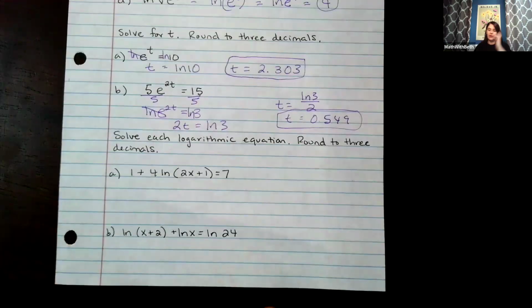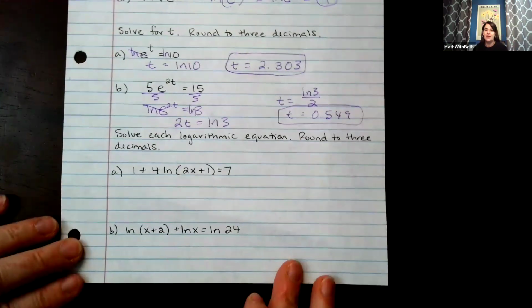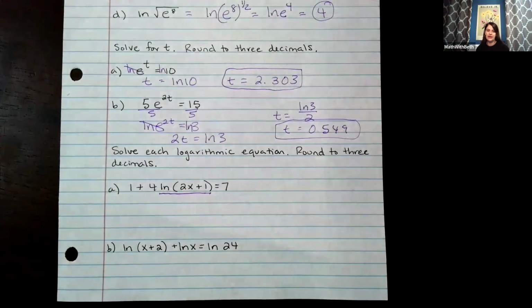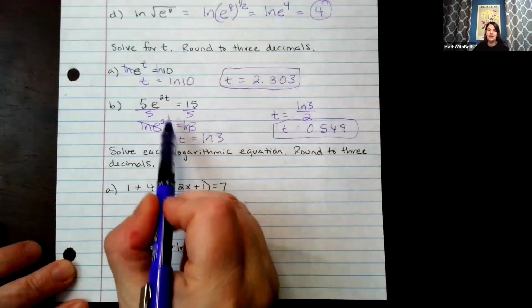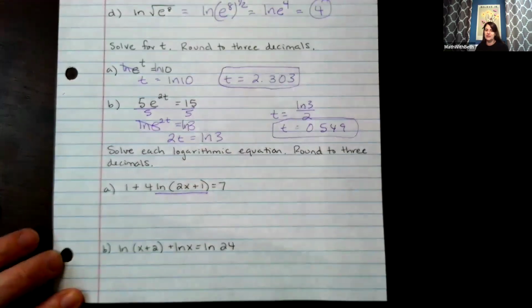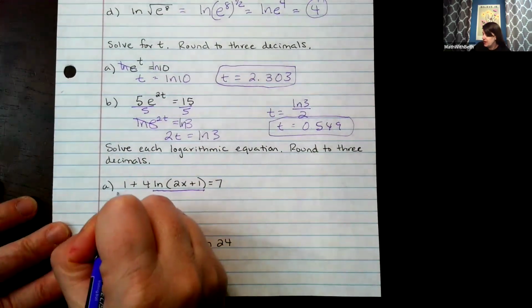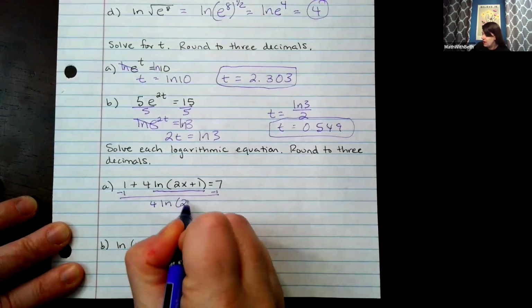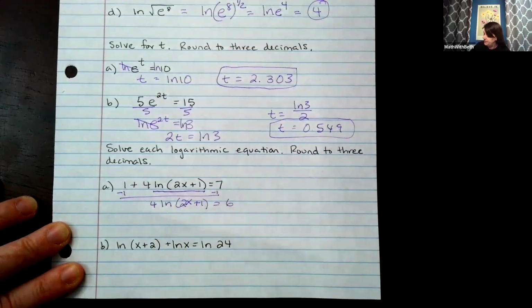And finally, solving with ln. Same idea as far as getting the ln by itself, just like how we wanted to get the e by itself before we do anything fancy. So in this case, I'm going to subtract 1 and also get rid of that 4 out front by dividing.